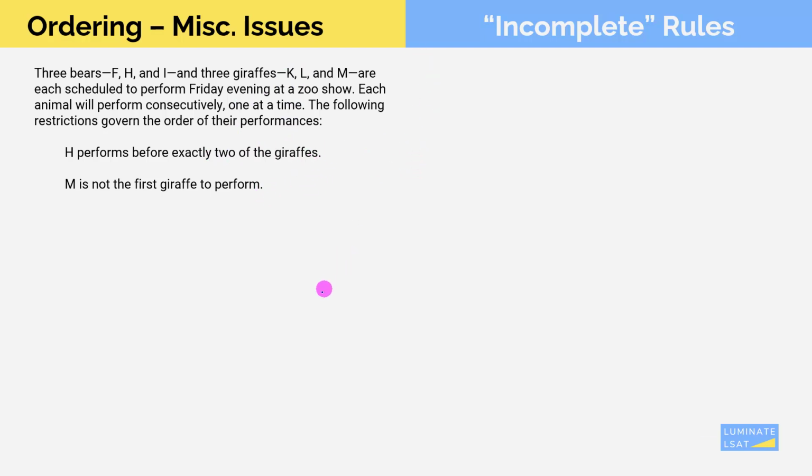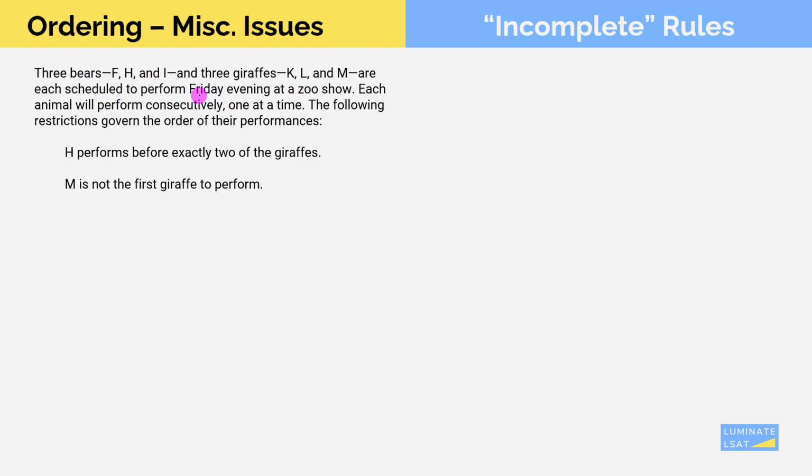So if that's a little bit confusing, I want to take a look at a couple of examples of what I mean, and you can see this kind of rule in action and what's important about how we understand these kinds of rules. So first of all, in this game, we have 3 bears and 3 giraffes.